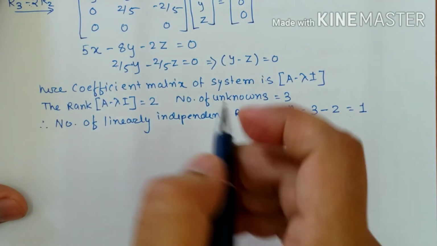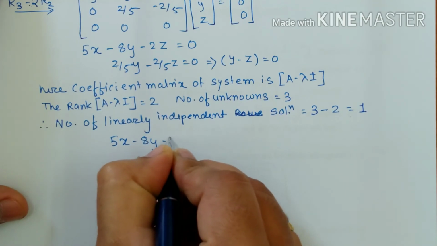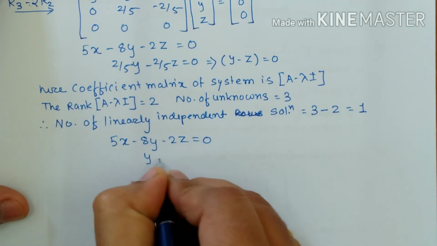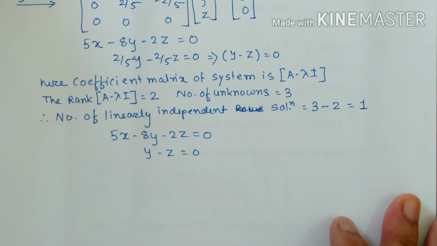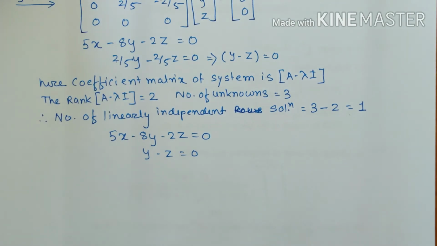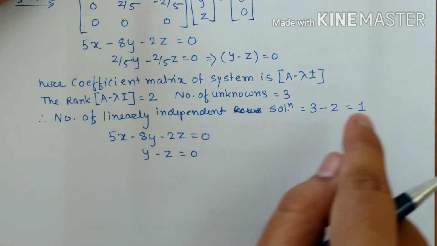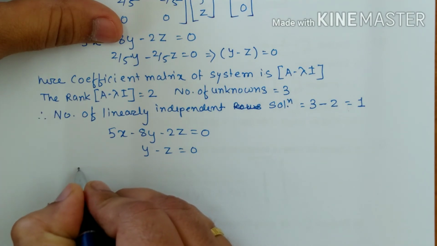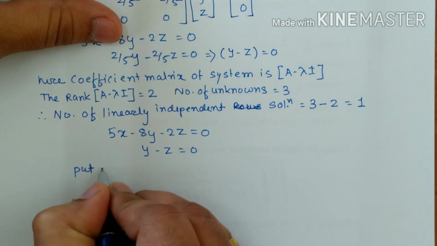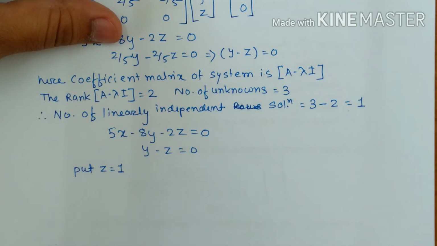So this is our system: 5x minus 8y minus 2z is equal to 0, and y minus z is equal to 0. Earlier, to get a solution set, we used to substitute z is equal to t, where t is any real number. But here we require a particular solution, some particular value, which is to be linearly independent. So generally we substitute some simple values, most of the times 1 or 2, say minus 1.